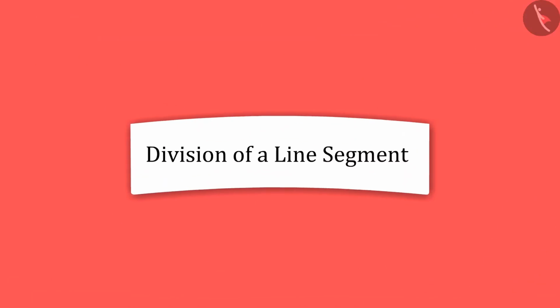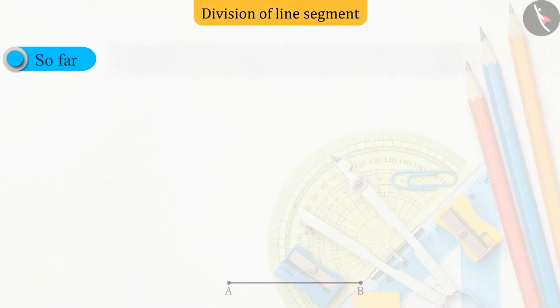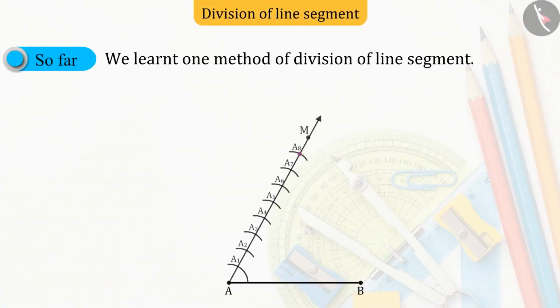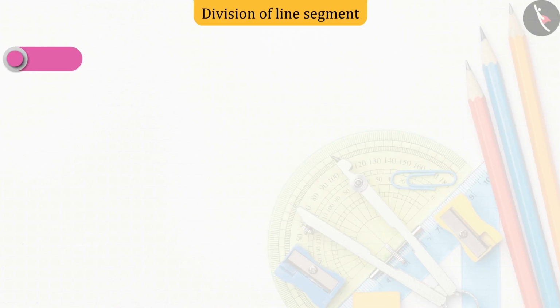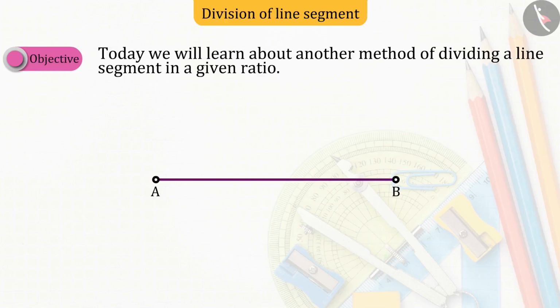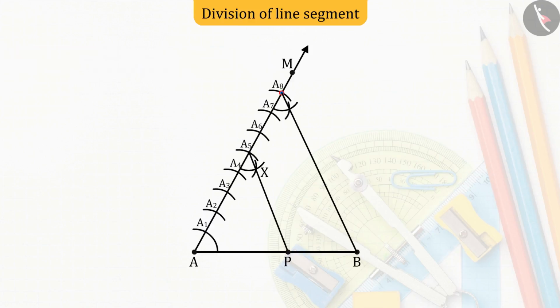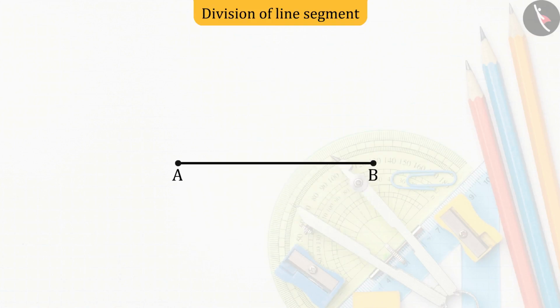Welcome all of you to this video. In the previous video, we studied a method of dividing a line segment in a given ratio. Today we will learn about another method of dividing a line segment in a given ratio. You may remember that in the previous video, we divided a line segment into 5:3. Let us now divide this line again using another method. We have to divide this line AB into 5:3.